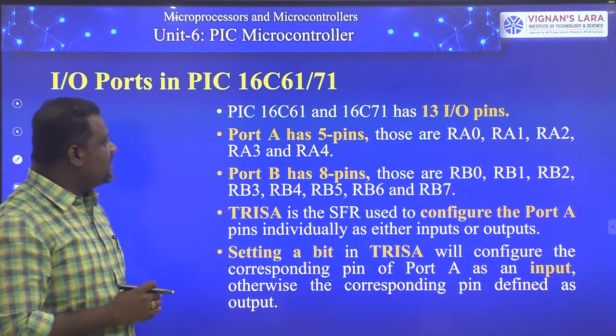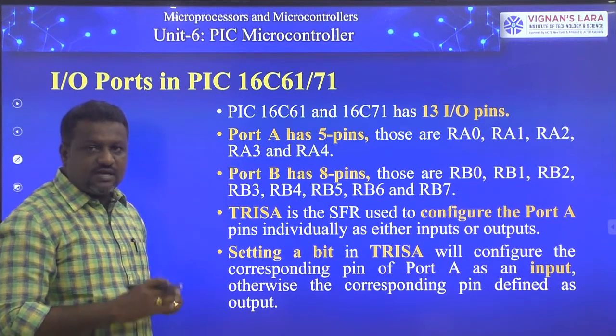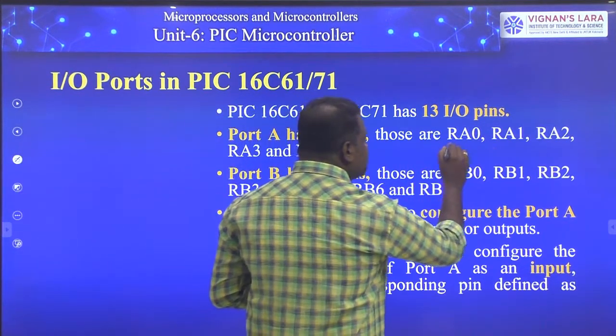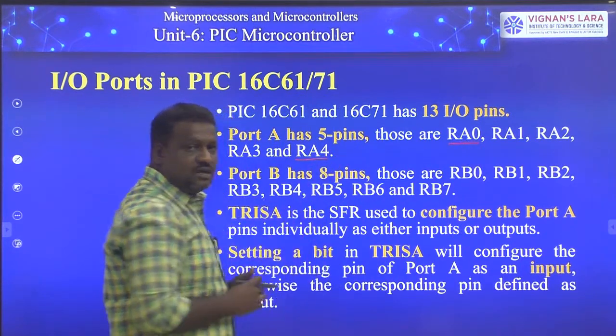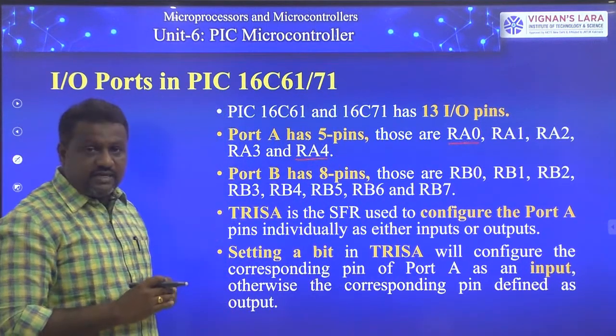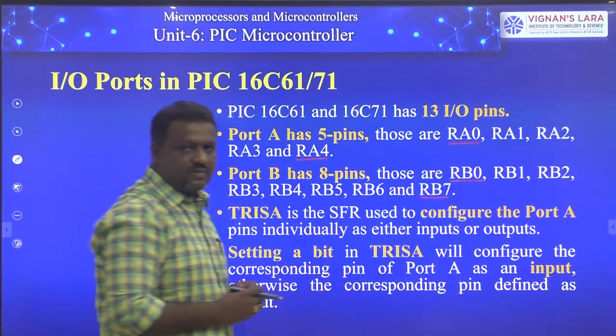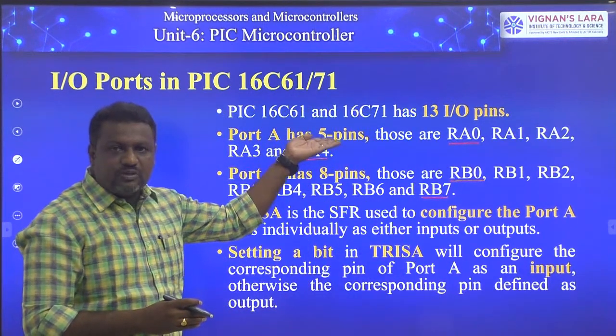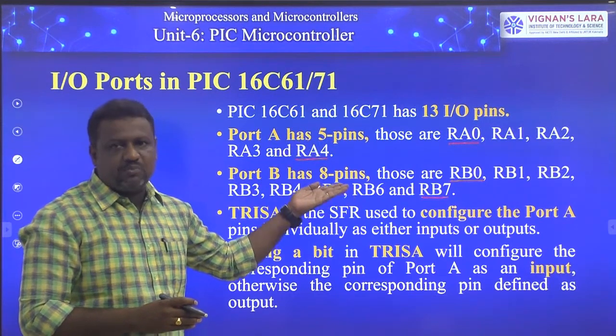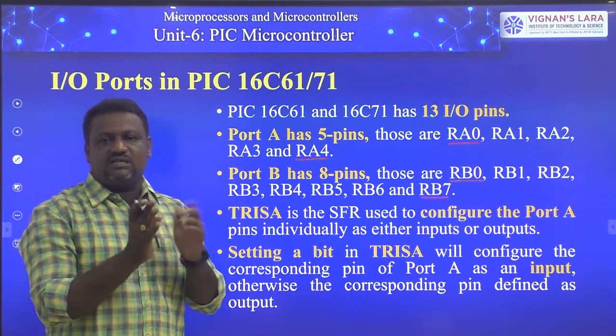My second point is that port A has 5 pins: RA0 to RA4, and port B has 8 signals: RB0 to RB7. So 5 pins from port A and 8 signals from port B. Total pins are 13.